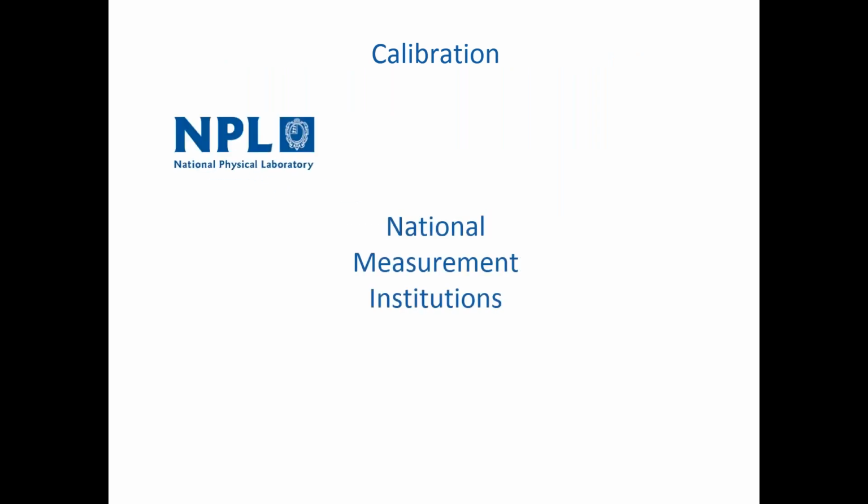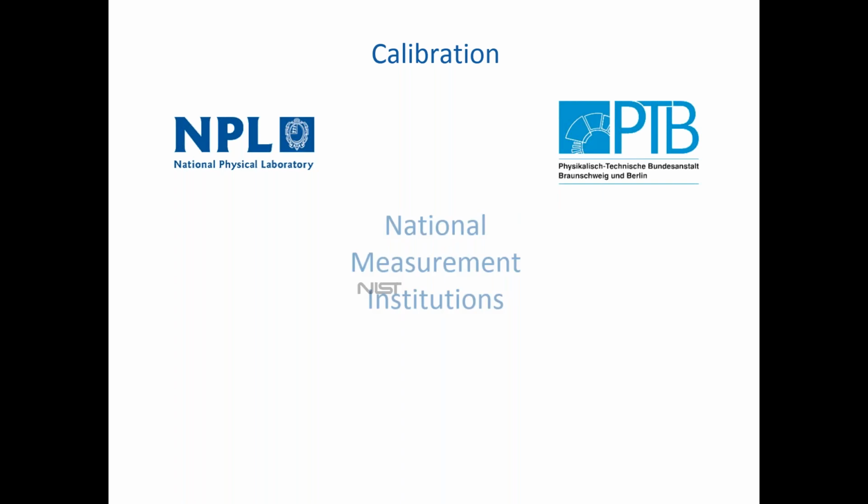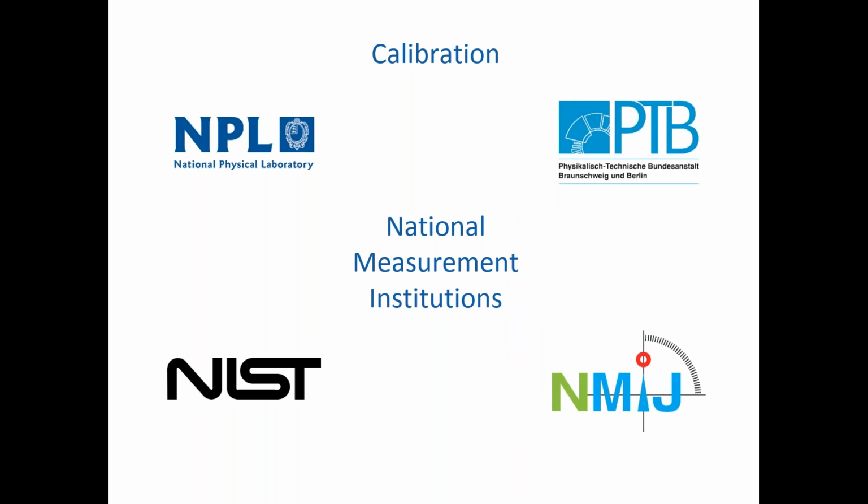Calibration is an important issue. Whilst it may be possible to set up a calibration facility within your own laboratory, often calibrations derive from the national measurement institutions, such as the National Physical Laboratory, the Physikalisch-Technische Bundesanstalt in Germany, NIST in the States, NMIJ, and there are other NMIs around the world starting to set up calibration facilities.